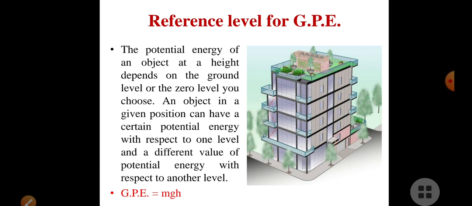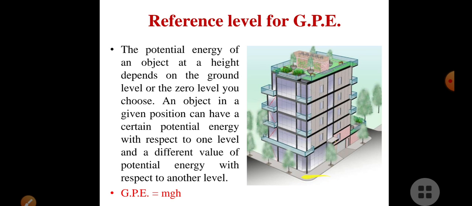So, two important points we are going to discuss about gravitational potential energy. You can see this building, and the potential energy of an object at a height depends on the ground level or zero level you choose. As we discussed in the chapter motion, the reference point. In the same way, in potential energy also, it depends upon which point or which place you have located as the reference level. Suppose you are standing on this floor.